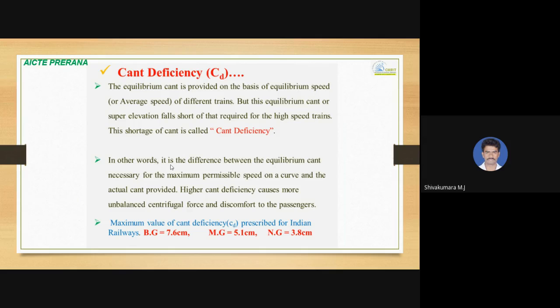Higher cant deficiency causes more unbalanced centrifugal force and also discomfort to the passengers. So the maximum value of cant deficiency prescribed as per Indian Railways is 7.6 centimeters for a broad gauge track, 5.1 centimeters for meter gauge, and 3.8 centimeters for narrow gauge. So this maximum value of cant deficiency should not cross these values.